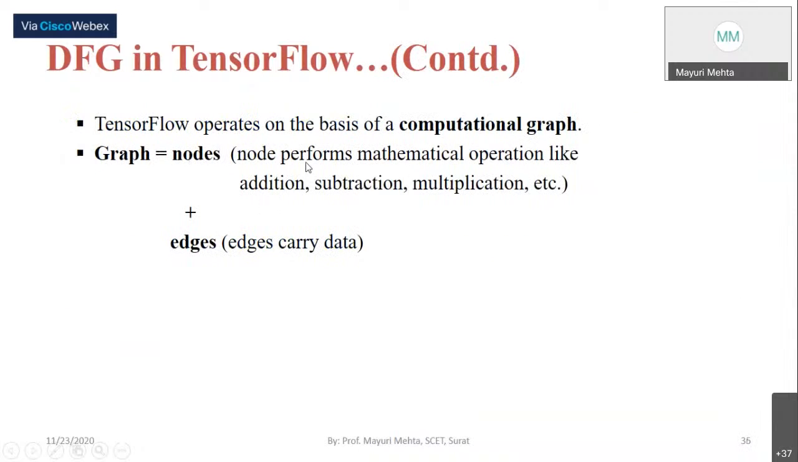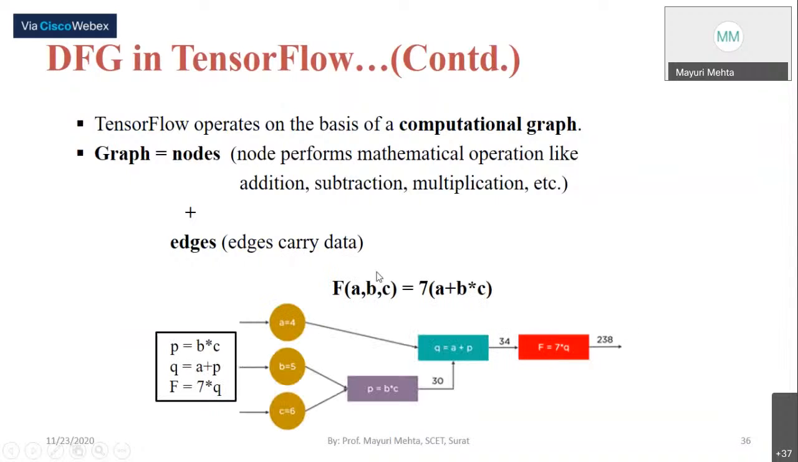TensorFlow operates on the basis of a computational graph, as we have just discussed. Nodes perform mathematical operations, and edges carry data. This is another example. Suppose we want to compute a function f, which is a function of three variables a, b, c, and this is the formula to compute this function. So how will we compute this using a data flow graph? These are the three variables, a, b, and c.